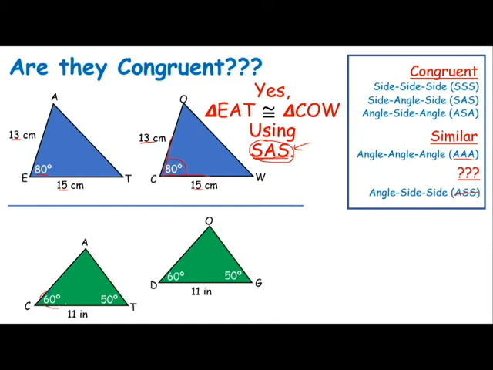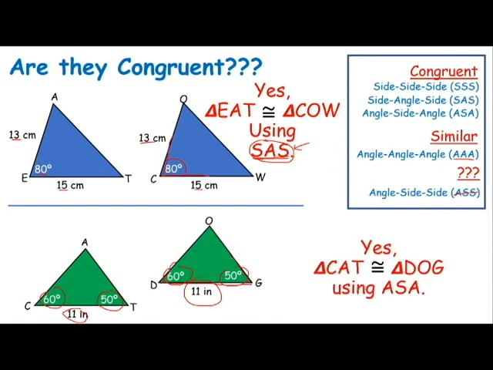Notice I have a 60, an 11, and a 50. It is an angle connected to a side, connected to an angle. This is congruent using angle, side, angle. Notice I answered the question, I said they are congruent, and then I explained how I knew. Make sure you include all three parts. You should be getting pretty good at this point.